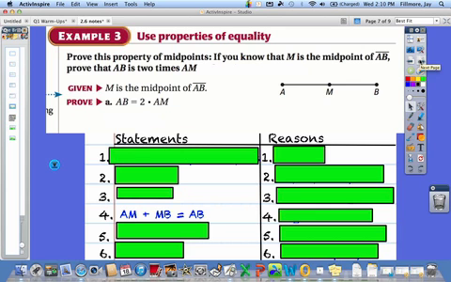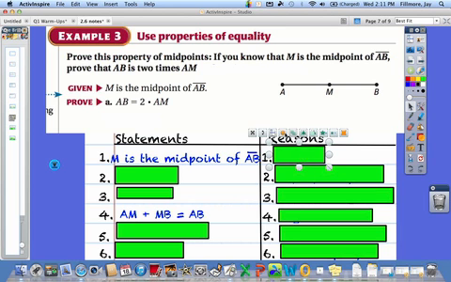Now for this one, I've given you a single blank, the statement for number 4, and we're going to fill in the rest together. We're supposed to prove this property of midpoints. If you know that M is the midpoint of segment AB, prove that the length of AB is 2 times the length of AM. And we're given that M is the midpoint. So again, we're going to start with our given information. M is the midpoint of segment AB, and that should have a segment symbol over it. And of course, that is given to us.